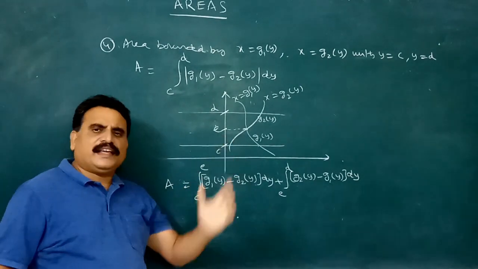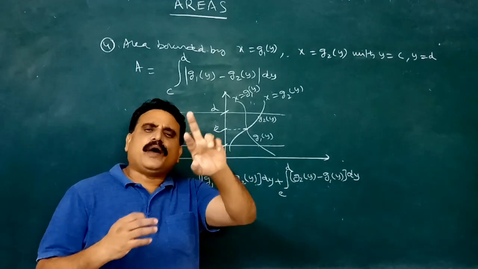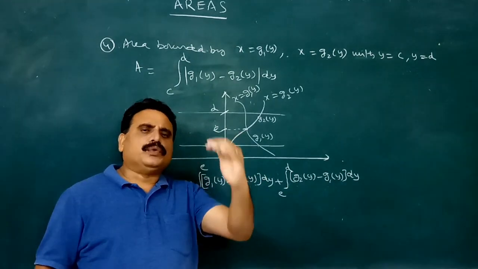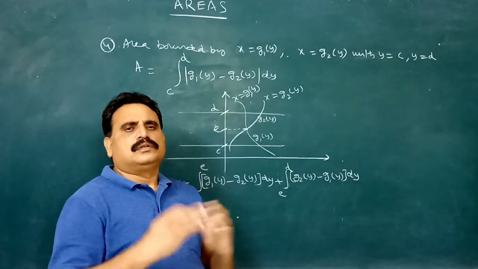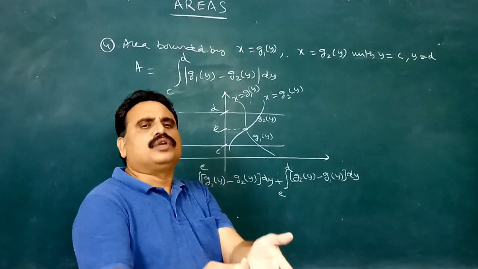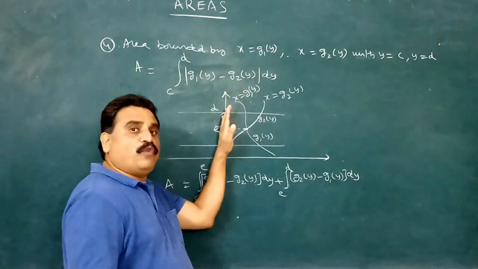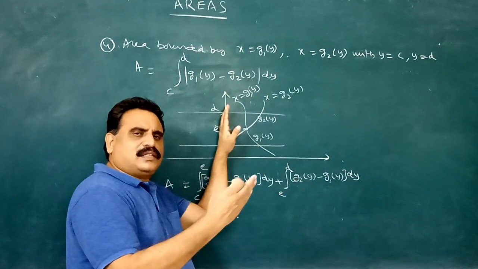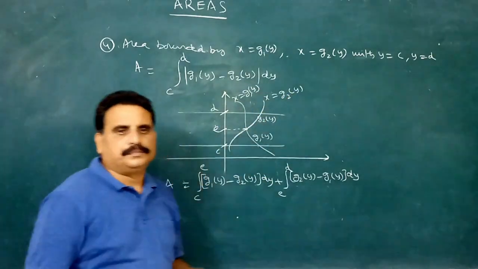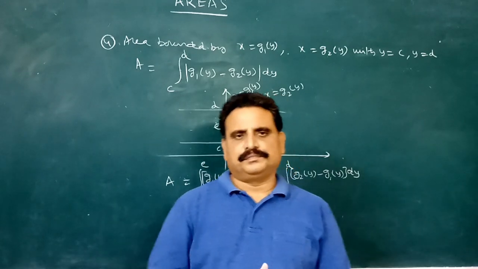For example, if these two curves between c to d intersect at two points e1, e2, in that case also it is the same: c to e1, e1 to e2, e2 to d. So the basic principle is we have to write down the dominating curve first, next the down curve. Dominating curve means up curve. Up curve means away from the y-axis. Near to the y-axis is the down curve, away from the y-axis is the up curve. That is it. So this is part 1 of areas.